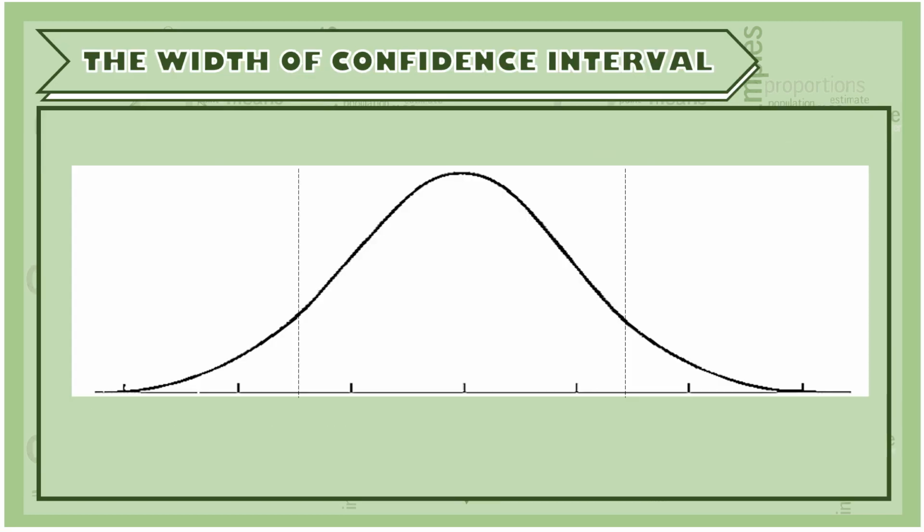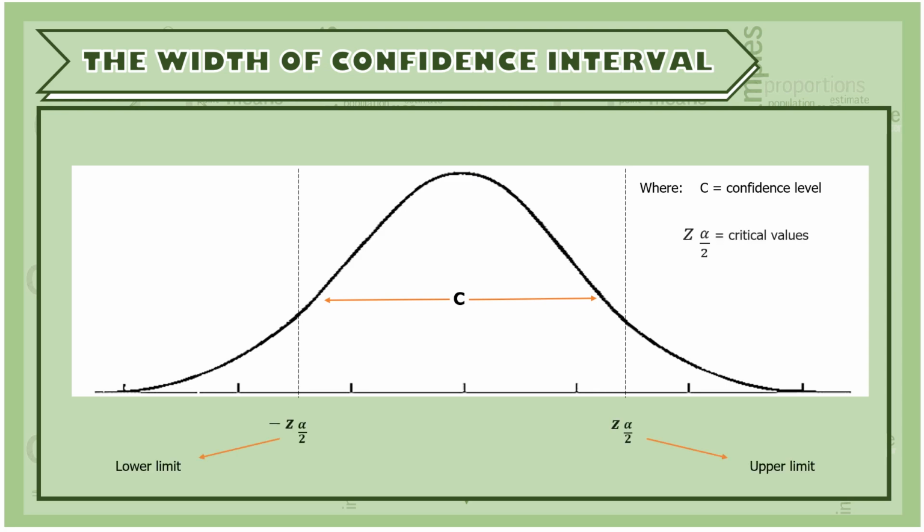The width of confidence interval, where C is the confidence level. When we say confidence level, it is the percentage of times you expect to reproduce an estimate between upper and lower limits. Z sub alpha over 2 represent the critical value.